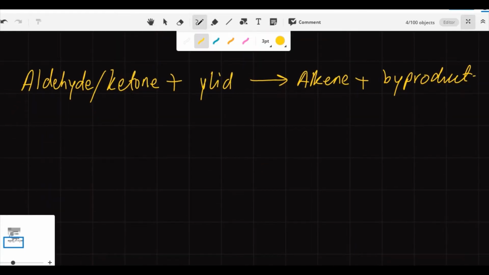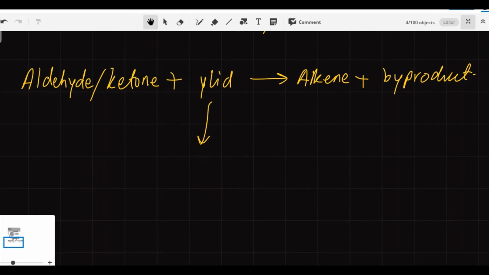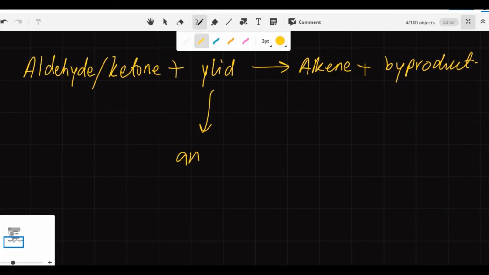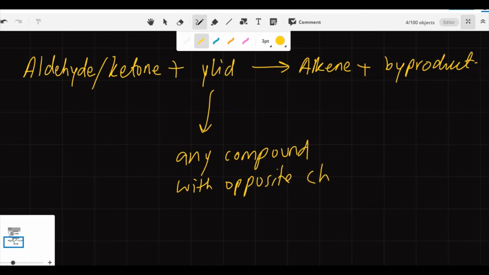Okay, now the question is, what is meant by ylide? Ylide is any compound with opposite charges on adjacent atoms.